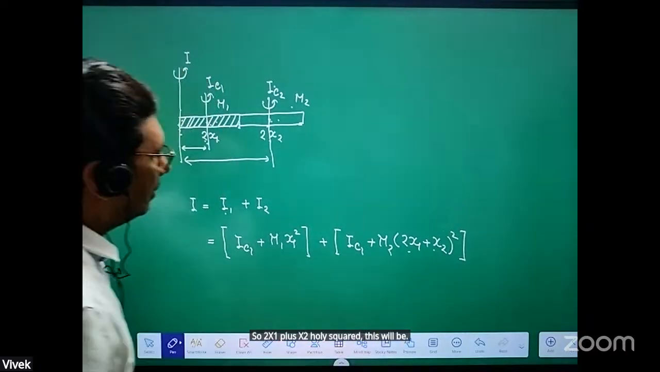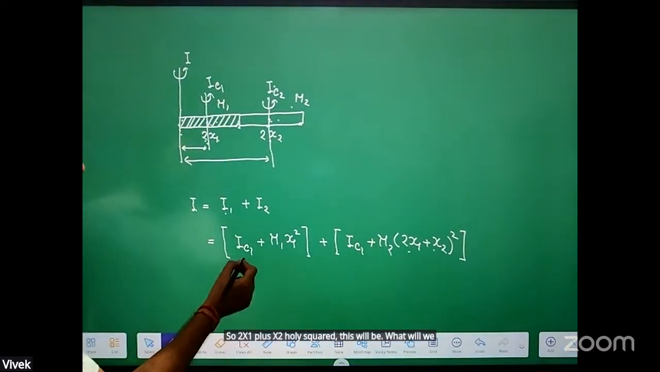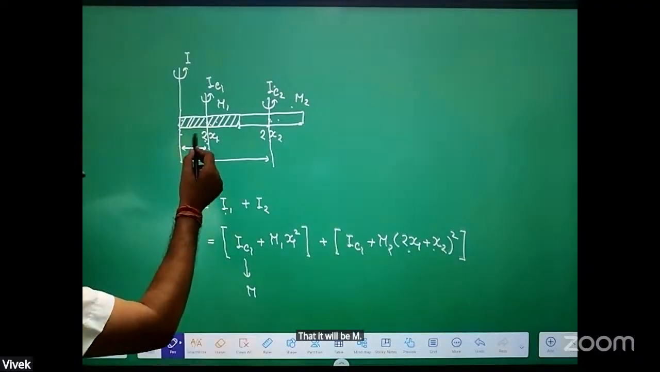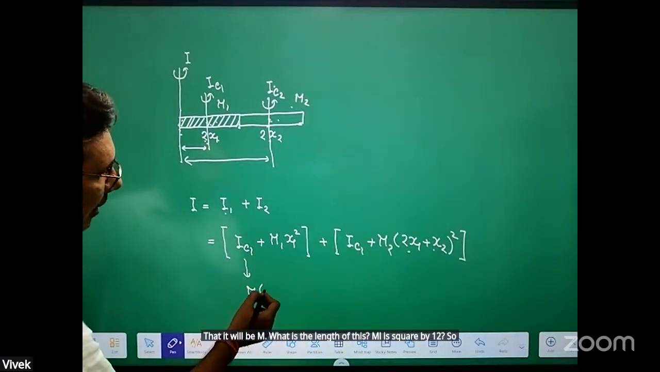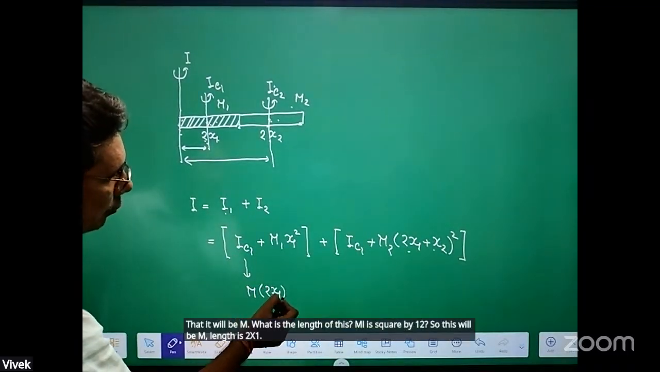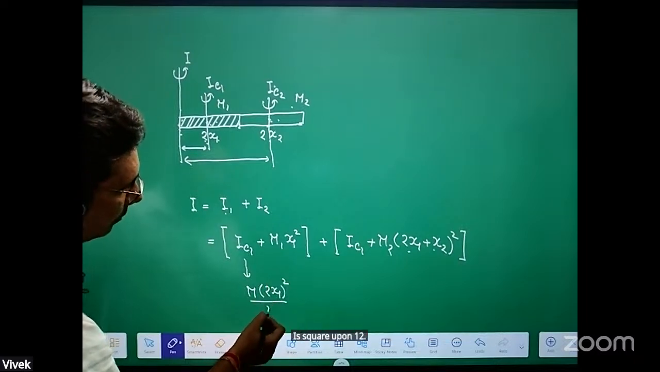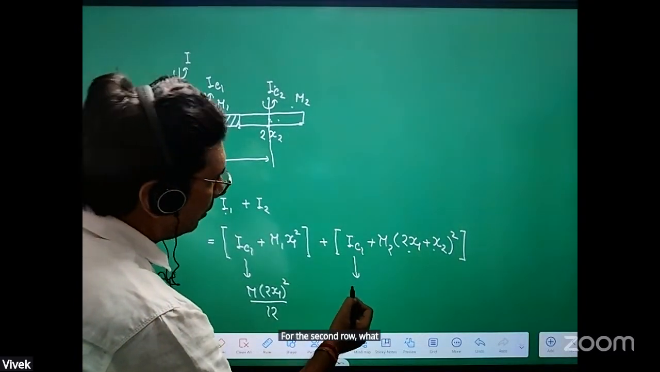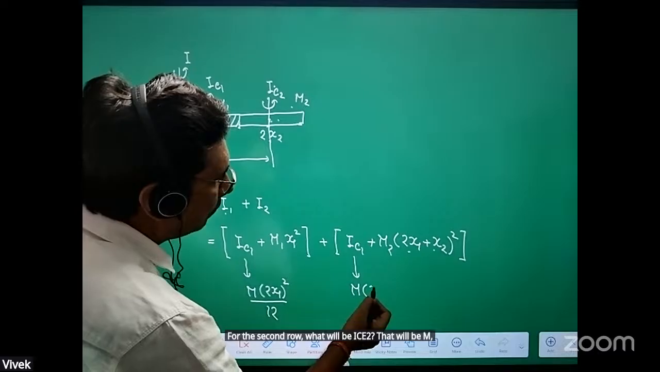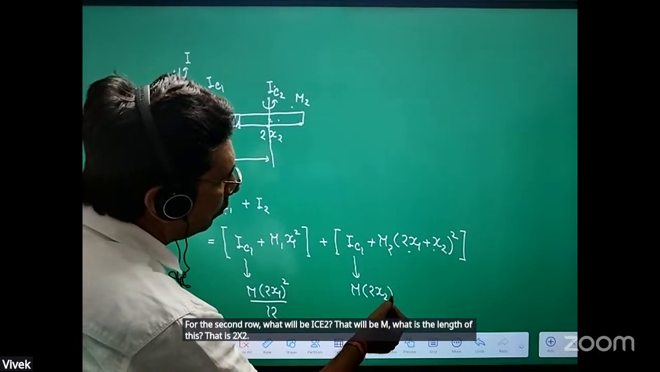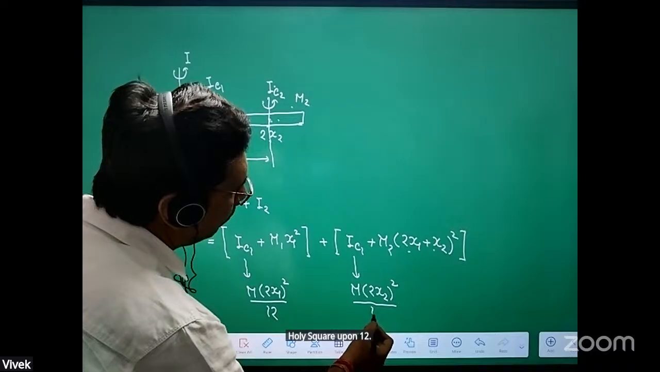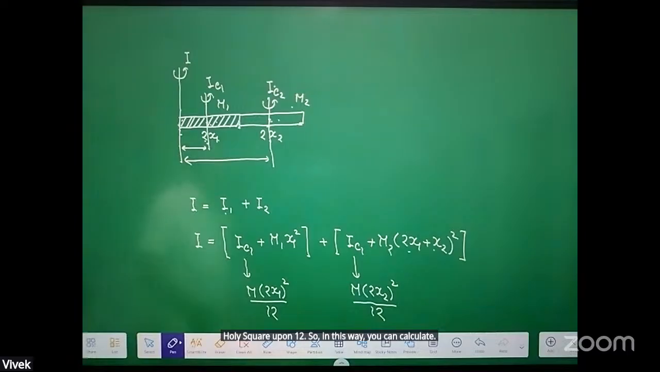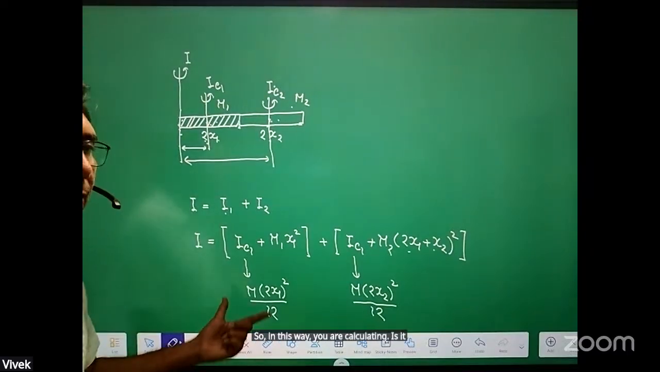What will be IC1? What will be the value of IC1? That will be m, and the length of this is 2x1, so ml square by 12 is m into 2x1 whole square upon 12. This will be IC1. For the second rod, what will be IC2? That will be m, and the length of this is 2x2, so 2x2 whole square upon 12. So in this way, you can calculate. Is it clear what I have done?